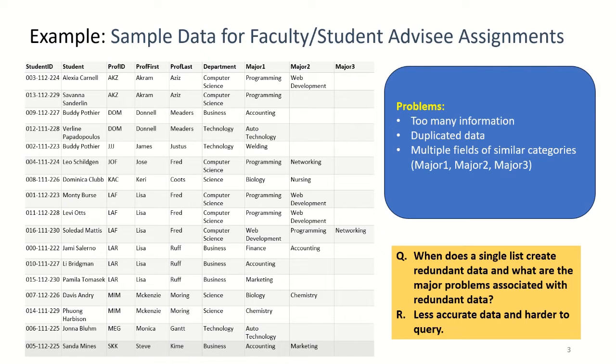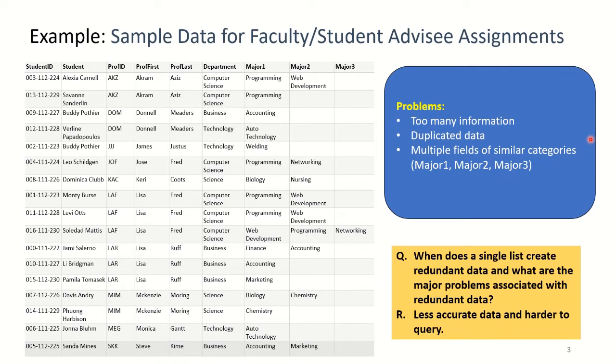Okay, so this is a good way to organize your data, but it includes, you can see, many things like students, professors, departments, and majors, and faculty student advisory assignments as well. So you can see this kind of information here.